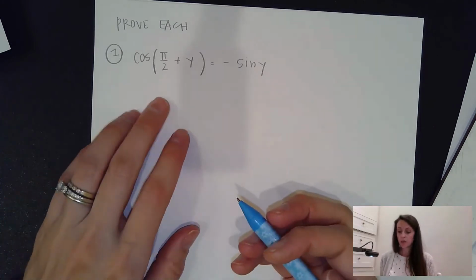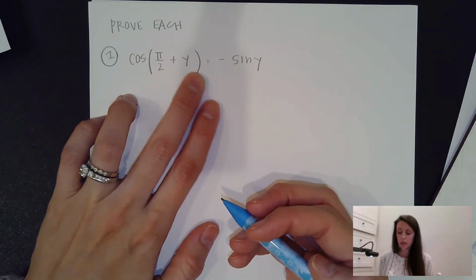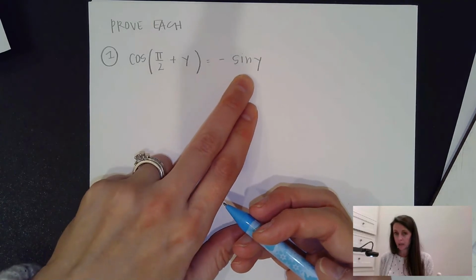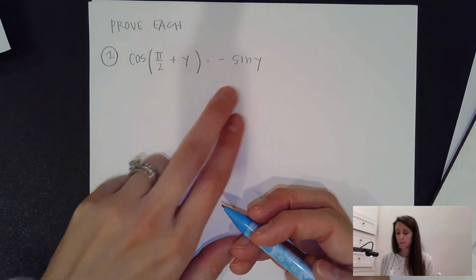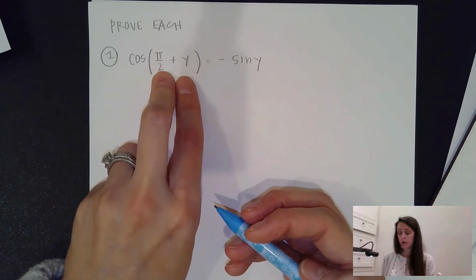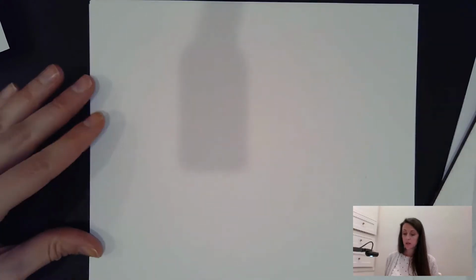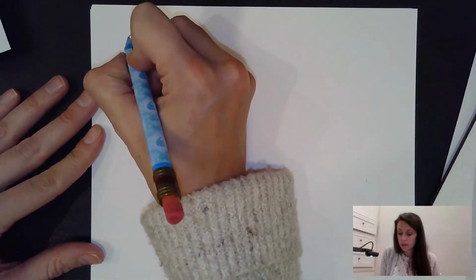Alright, so I want to prove each identity here. So this is cosine of pi over 2 plus y is equal to a negative sine of y. Okay, so this is the sum of two angles. So let's review a little bit. So the sum and difference identities.